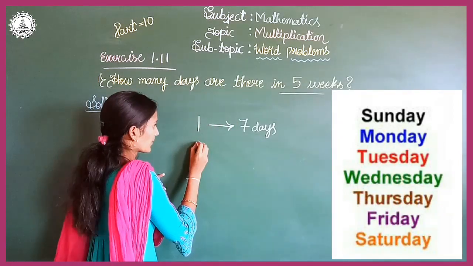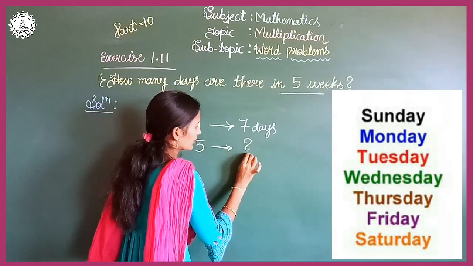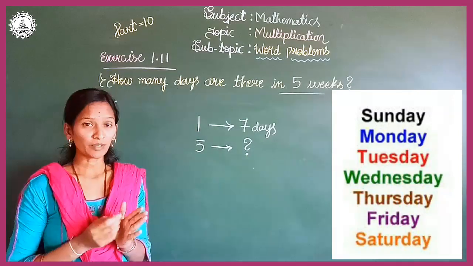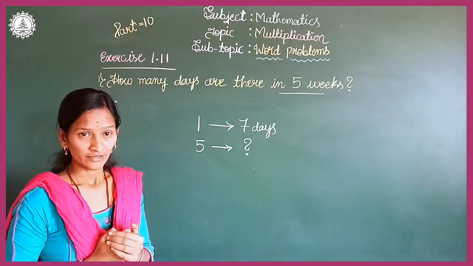So here, in 5 weeks the total number of days we don't know, right? So by using the multiplication fact you can solve this problem very easily, right?